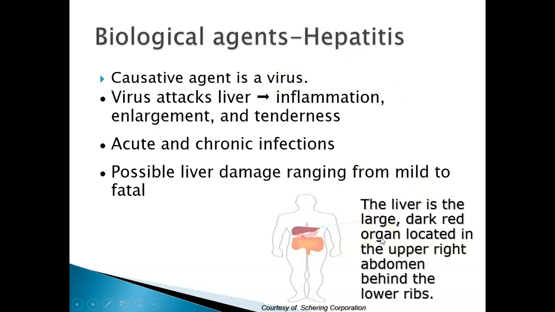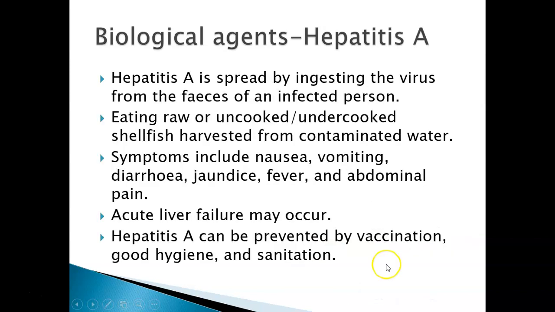Hepatitis A is spread by ingesting the virus from the feces of an infected person, from eating raw or undercooked shellfish harvested from contaminated water. Symptoms include nausea, vomiting, diarrhea, jaundice, fever, and abdominal pains. Acute liver failure may occur. Hepatitis A may be prevented by vaccination, good hygiene, and sanitation.